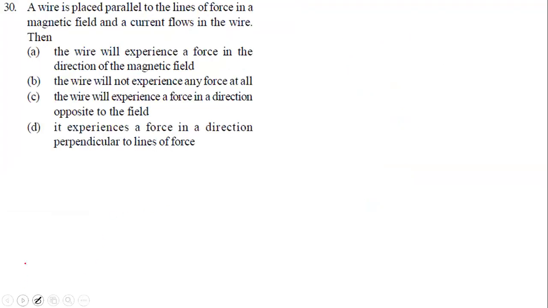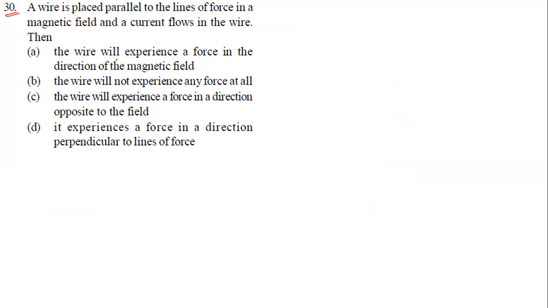Okay. Let's move on to the next question. Question number 30. What does question number 30 say? A wire is placed parallel to the lines of force in a magnetic field. The current flows through the wire.